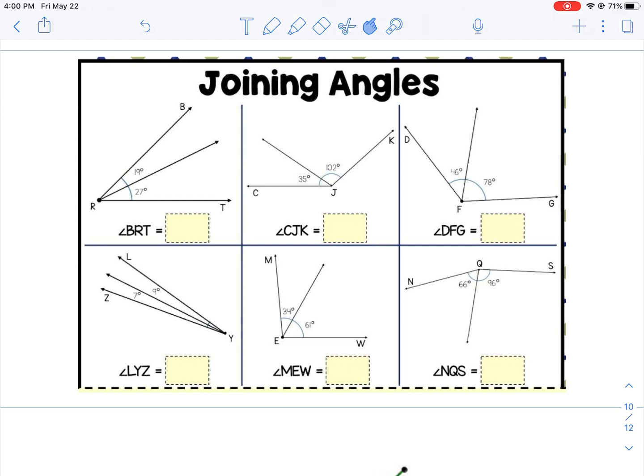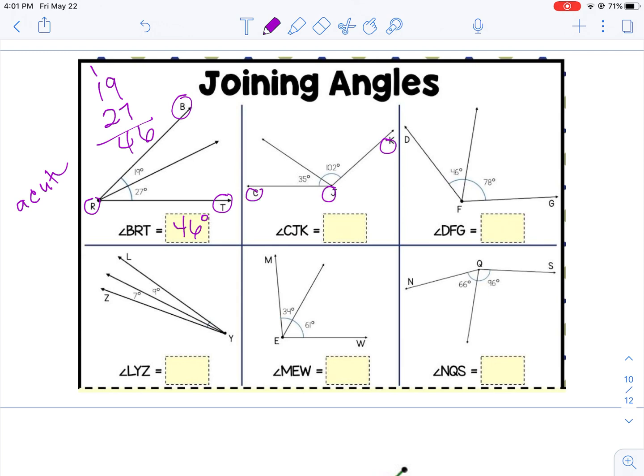Now, what they're doing here when you get to this part in your book, in your slides, is that they want to know what the measurement of BRT is. Now, we have this other line, but what we need to do is combine these. So right here, we're adding 19 and 27 degrees. So that's 16, and we have 2, 3, 4. So this is 46 degrees. Now, 46 degrees would still make it acute, because it's under 90 degrees.